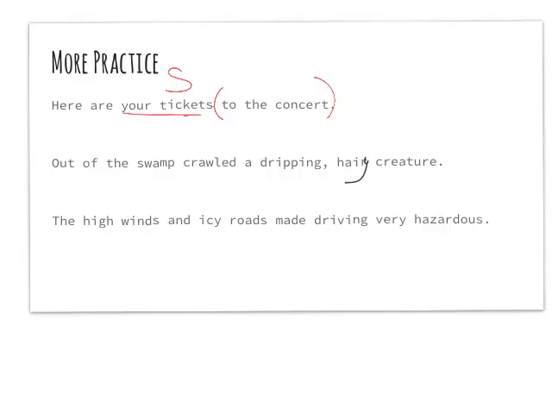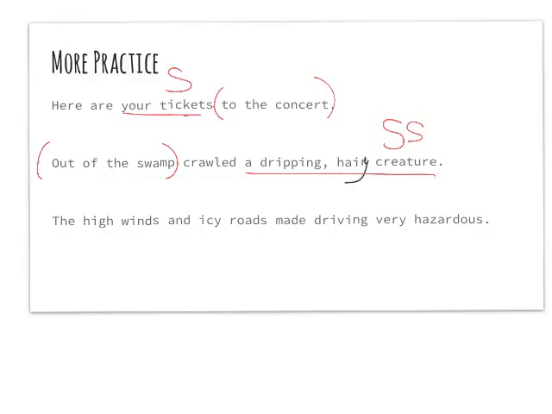Second one: "Out of the swamp crawled a dripping, hairy creature." We have a prepositional phrase. Out of is a compound preposition. And then what we have left is crawled a dripping, hairy creature. Who or what is that about? Looks like it's about the creature. There's our simple subject. And a, dripping, and hairy describe that creature, so that becomes our complete subject. We underline all of those words.